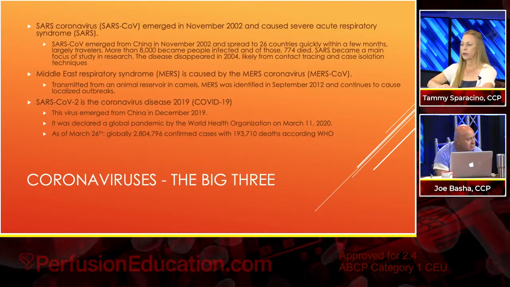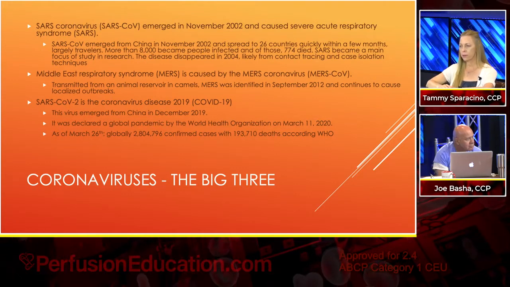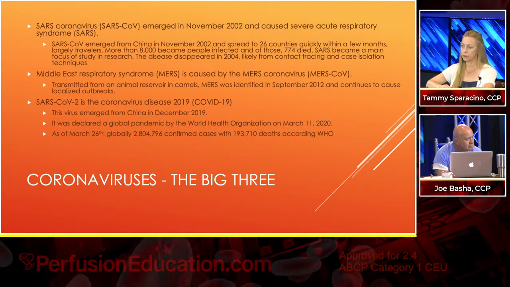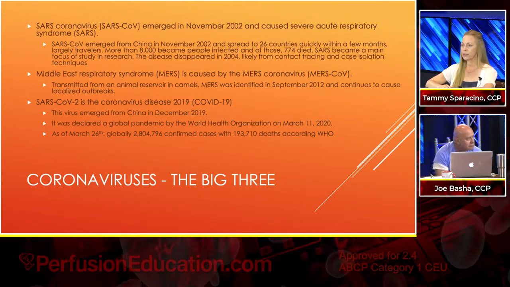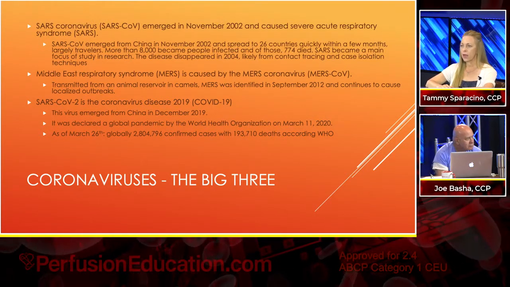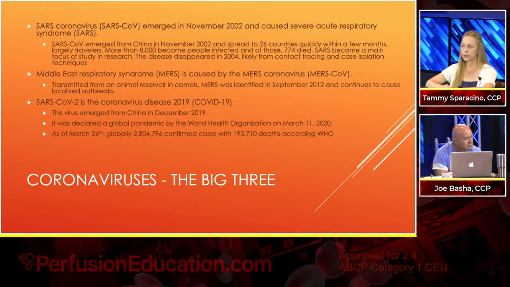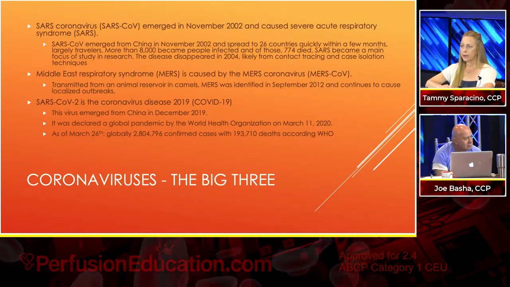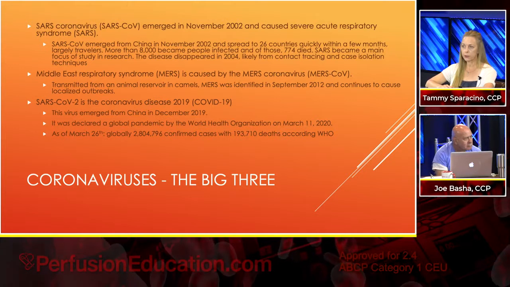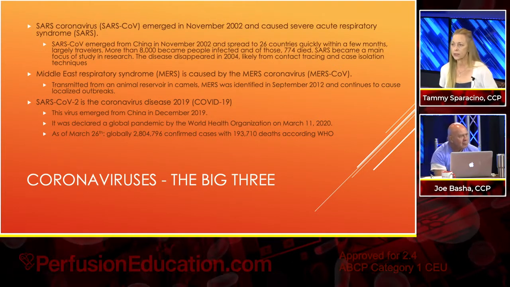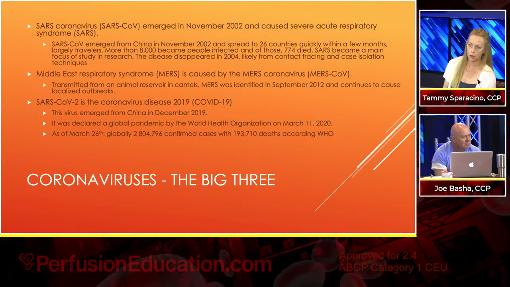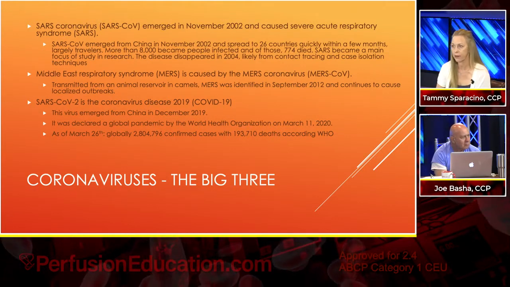Okay, just a summary of the big 3. So if you've been in medicine a little bit, or even if you've watched the news in the last couple of decades, you know about these 3. So we have the SARS, and it emerged in 2002. It caused severe acute respiratory syndrome. That's how it got its name. So it was officially named SARS, and then CoV for coronavirus.